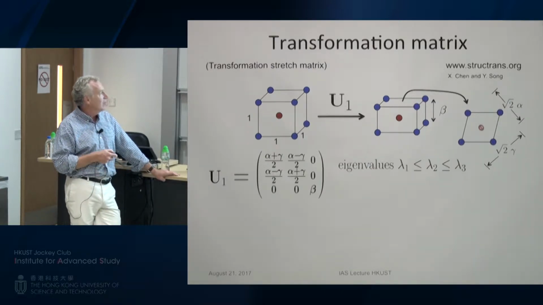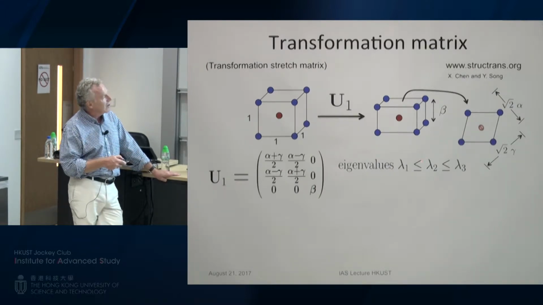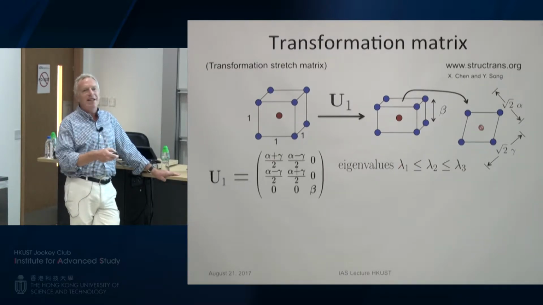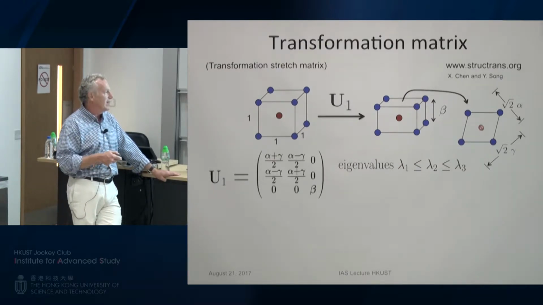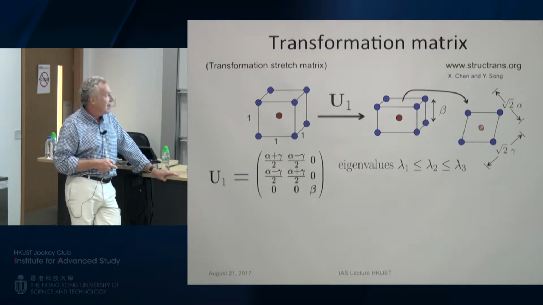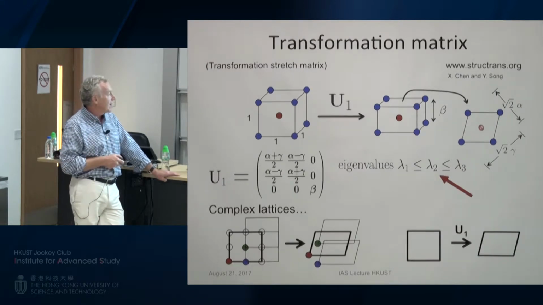It has eigenvalues. In fact, the way I wrote it, alpha, beta, and gamma are its eigenvalues. In this talk, we'll talk about those eigenvalues. We're going to order the eigenvalues, so I'm going to rename them lambda 1, lambda 2, and lambda 3. They're the eigenvalues of this transformation stretch matrix. Now, this is very simple. In particular, lambda 2 is going to play an important role in this talk.